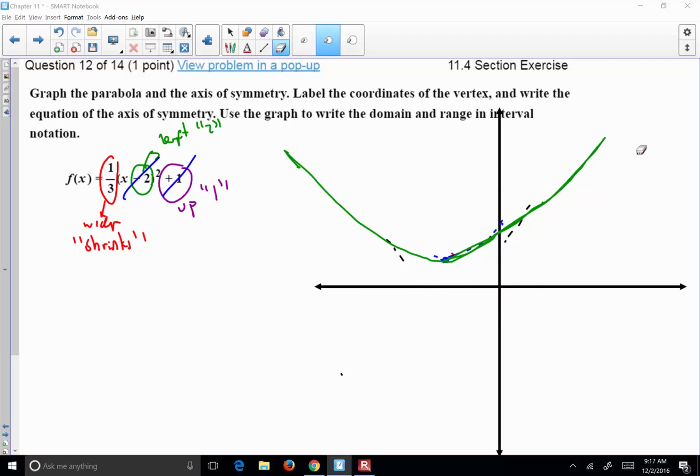What is the fancy name for this minimum value, this deep down value here? What is it called?